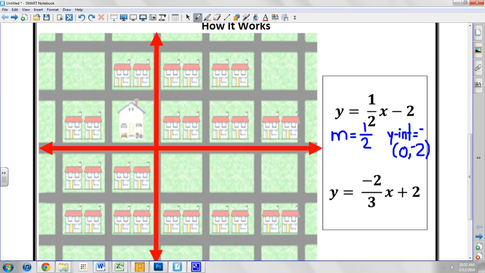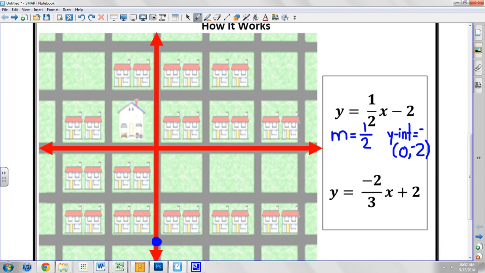So we go to the point 0, -2 on this graph. Now it looks like a map. There's a reason for that. We treat our y-intercept as our starting point. I'm going to go down to 0, -2, which is the y-intercept, so -2 on the y-axis. I'm going to use my slope as directions. It's going to tell me how many blocks up and how many blocks over, or how many blocks down and how many blocks over. So it's a slope of 1 over 2.